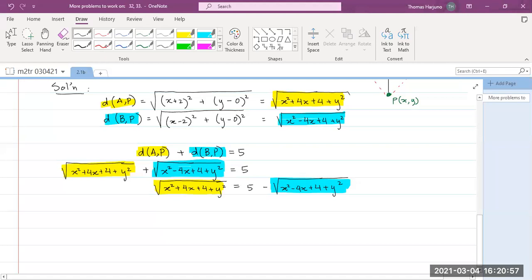Okay, so if I square both sides, let me put a notation there. If I square both sides, then I get x squared. So on the left hand side, I get x squared plus 4x plus 4 plus y squared equals to this guy squared.